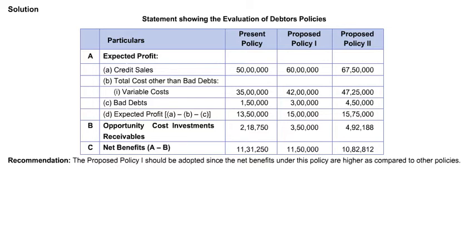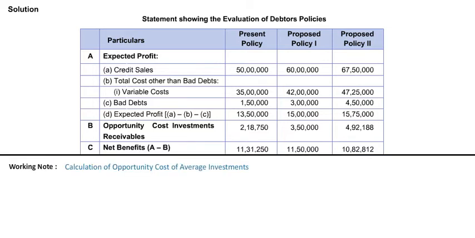So how do we calculate the opportunity cost of average investments? As a concept, what we have to understand is that if it were not for this policy investment, I would have invested this amount elsewhere and earned interest. So we take the total cost, that is the total outflow or investment that we are making in this business, into the collection period. Why the collection period? Because that is the amount of time for which it is blocked, and then we multiply it with the rate of return.